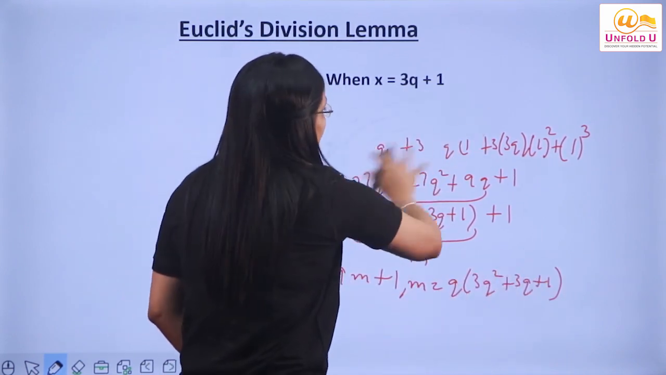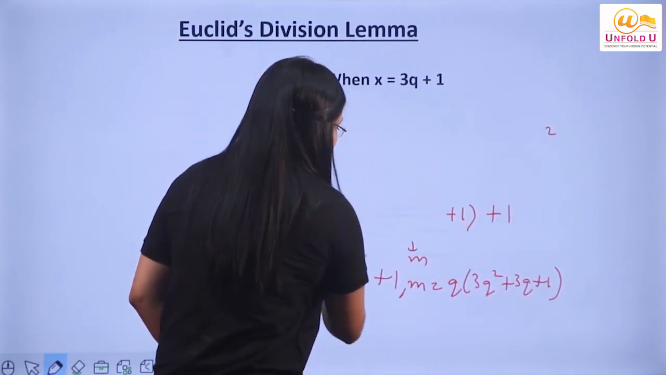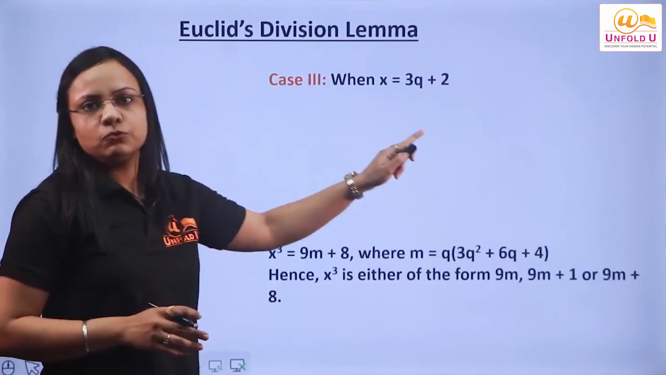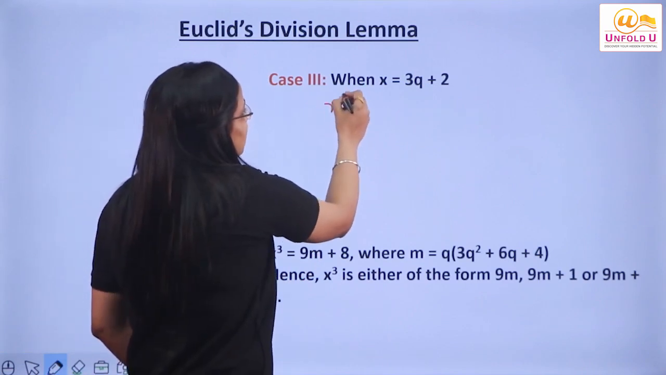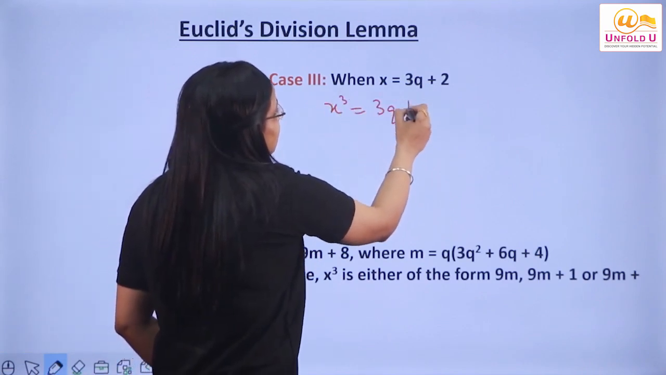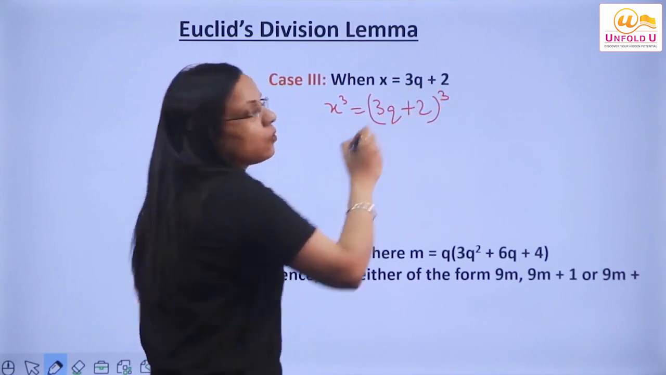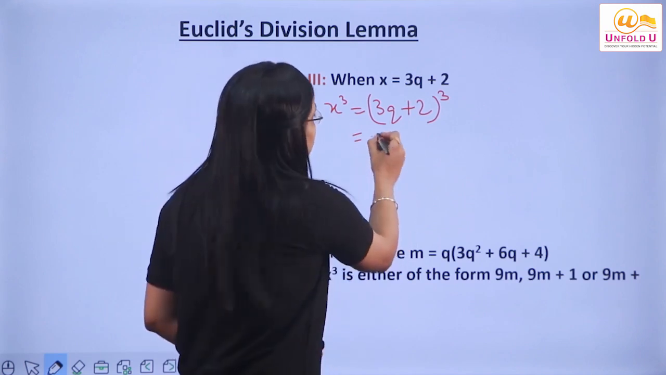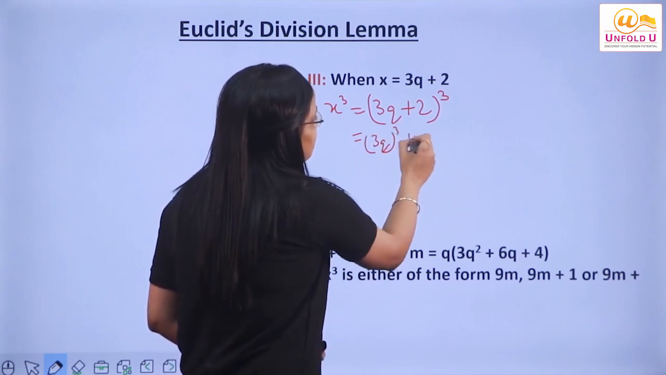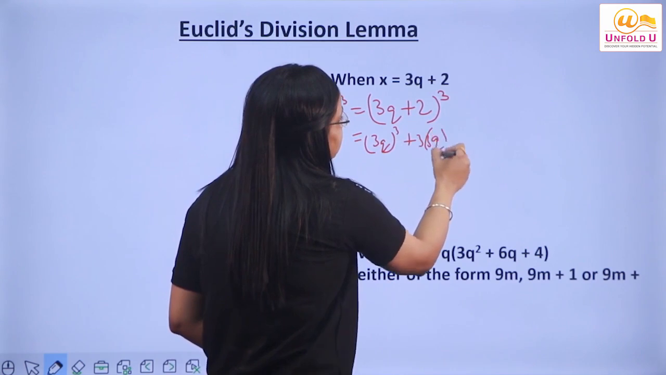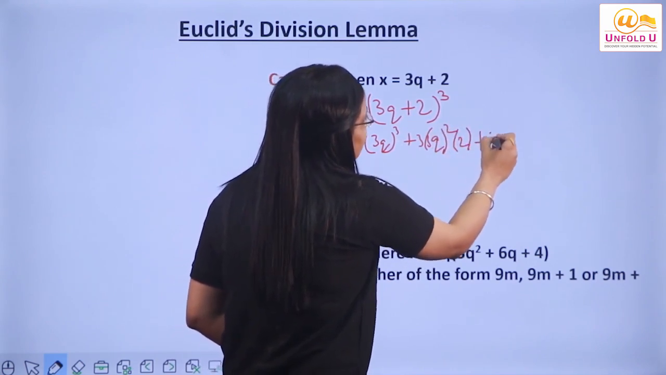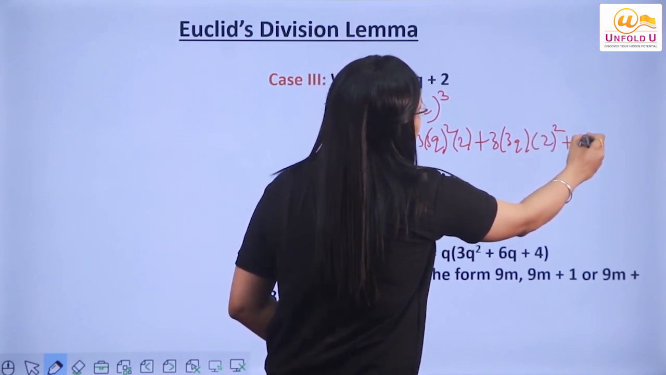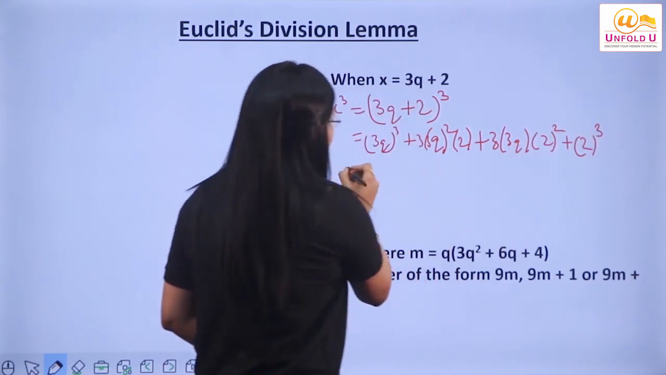Now let's see what is the value of x cube when x is equal to 3q plus 2. When x is equal to 3q plus 2, x cube will be 3q plus 2 whole cube. Here again we apply the formula a plus b whole cube, which is equal to a cube plus 3a square b plus 3ab square plus b cube.